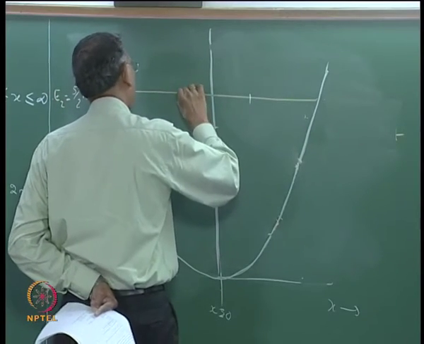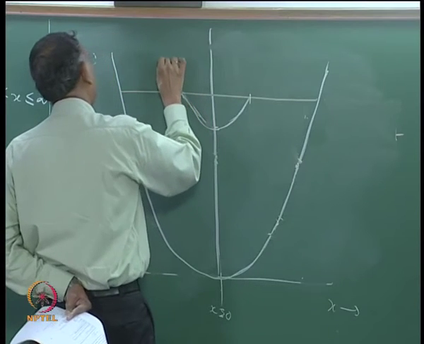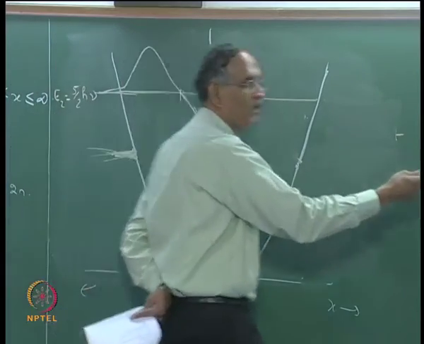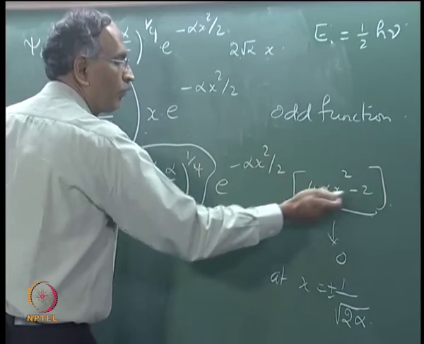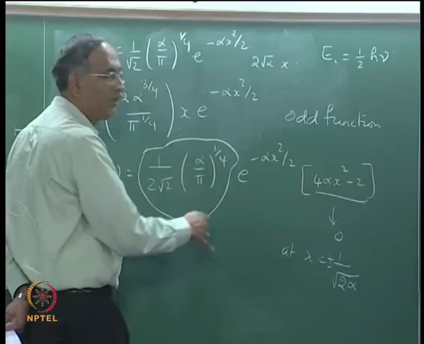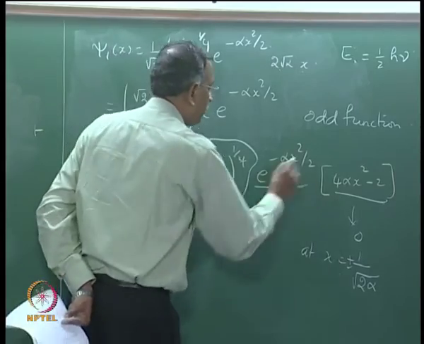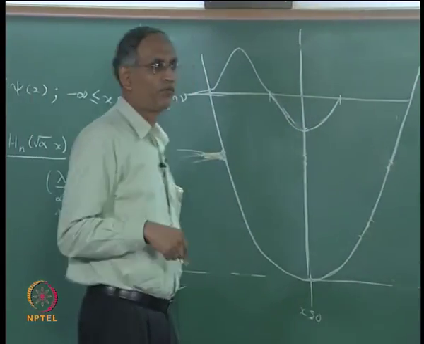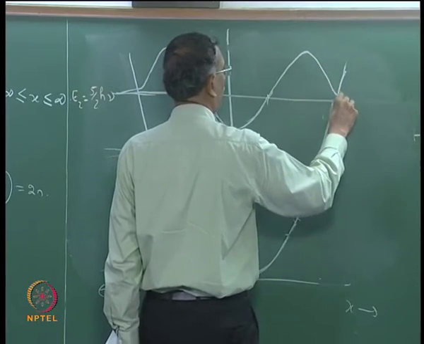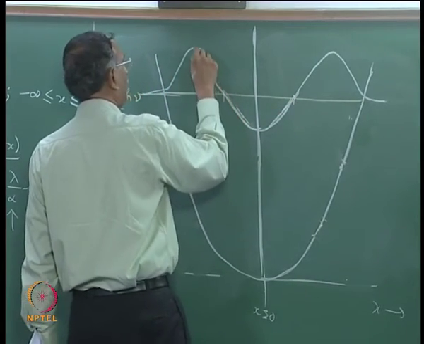Let me draw the function like this, and then it increases to a maximum, because the x square term will continue to increase, so the whole term will be positive and increasing as x is greater than plus 1 by root 2 alpha, or x is less than minus 1 by root 2 alpha. This term is positive, but it keeps increasing, but this exponential ensures that the whole thing comes back to 0. It is an even function, therefore it looks exactly the same on the other side. Now you can see that f of x is equal to f of minus x.